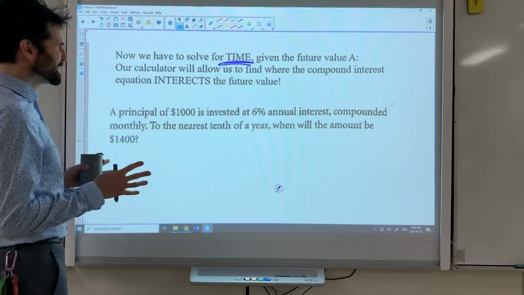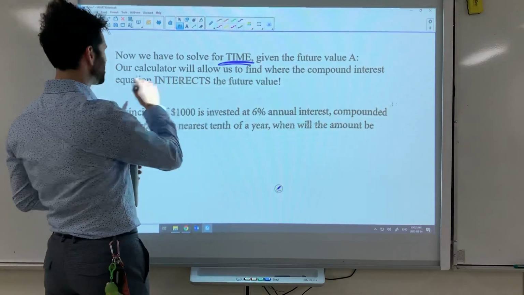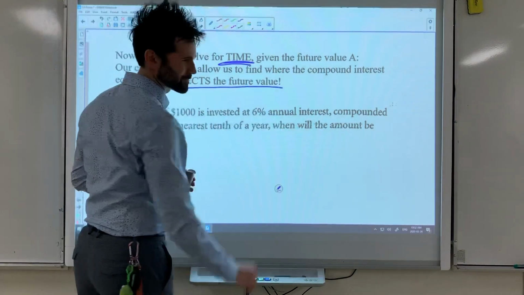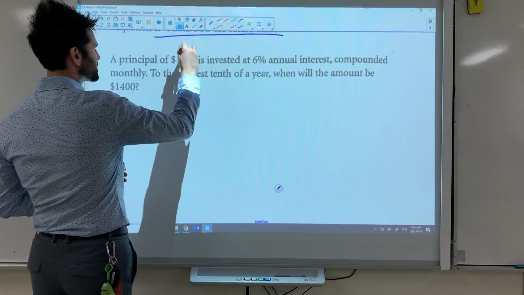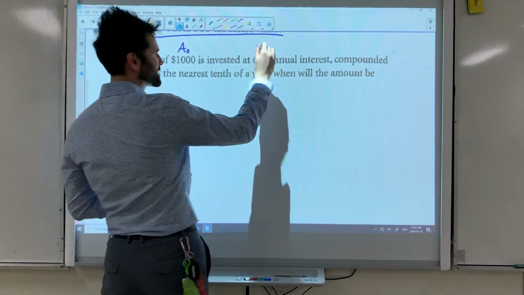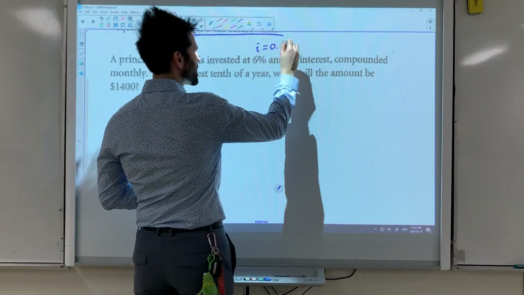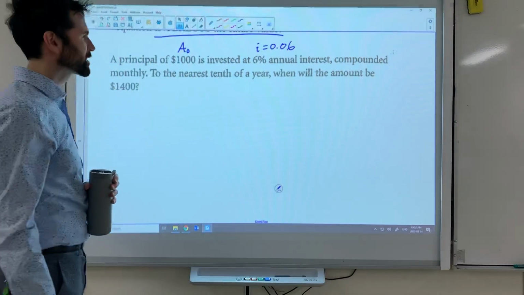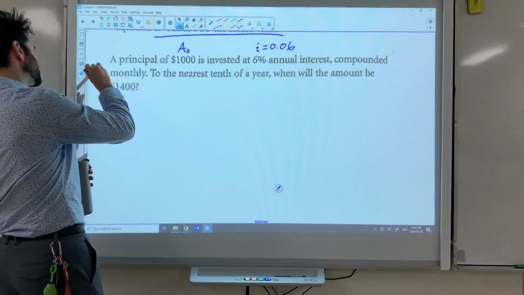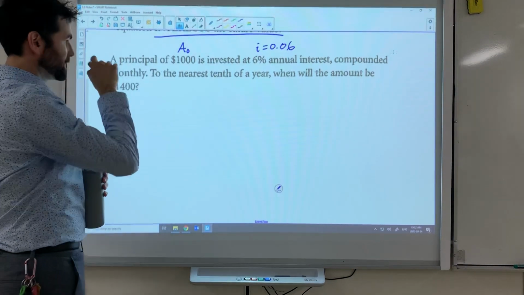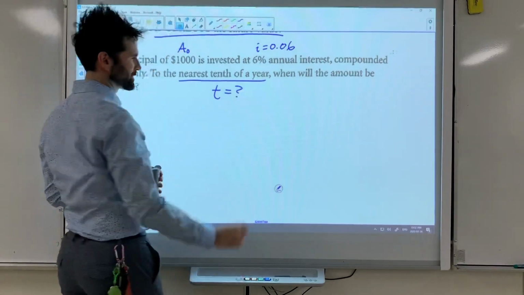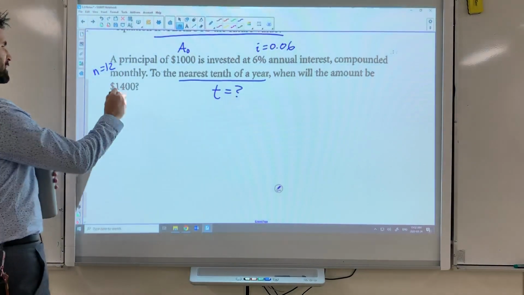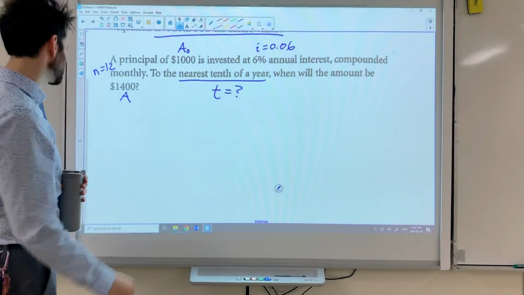Okay, so basically we're going to be looking where the compound interest equation intersects the future value that they give us. So let's see what we got. A principal of $1,000, so that's A0, is invested at 6%. So divide that by 100, you get 0.06 for i. It's compounded monthly, so n is 12. To the nearest tenth of a year. Aha, that's what I don't know. When will the amount be $1,400? So that's the final amount.